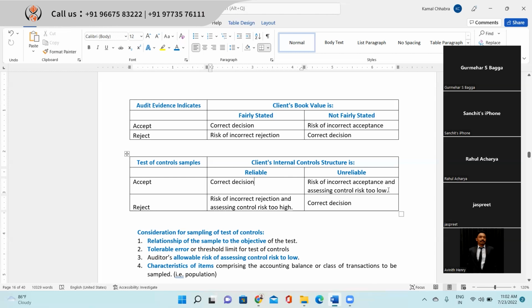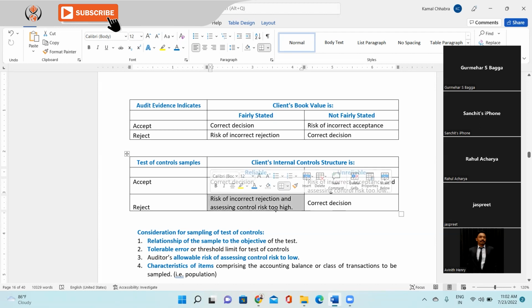But if the client records are not right, then there is a risk of incorrect acceptance and assessing the control risk too low. And if you have rejected the population based on the sample, whereas the rest of the population is right, there is a risk of incorrect rejection and assessing the control risk too high. And if you have rejected and the population also has some mistakes, then your decision is correct.